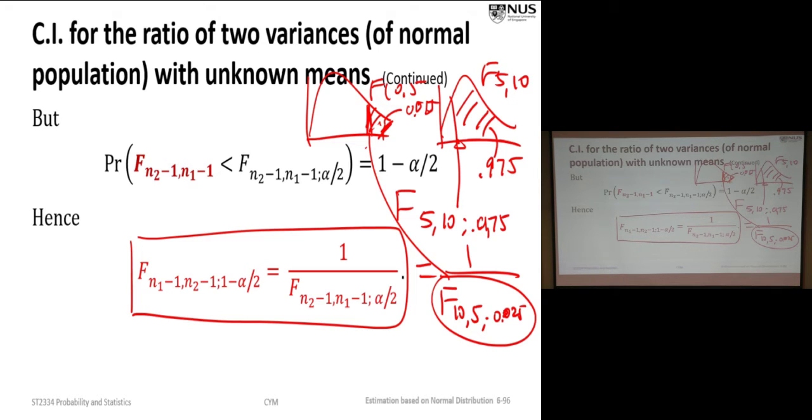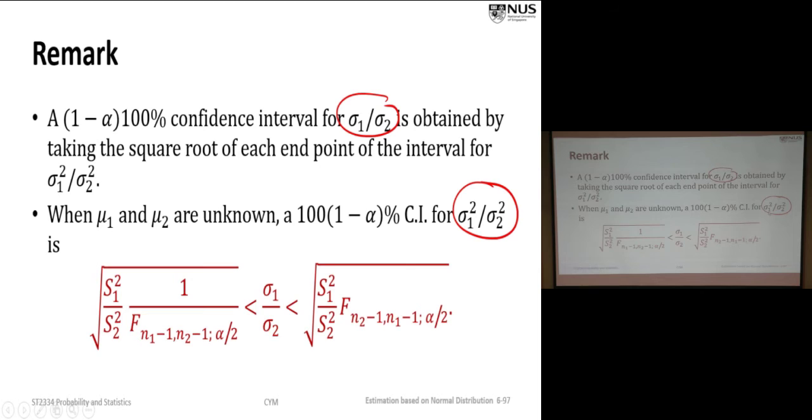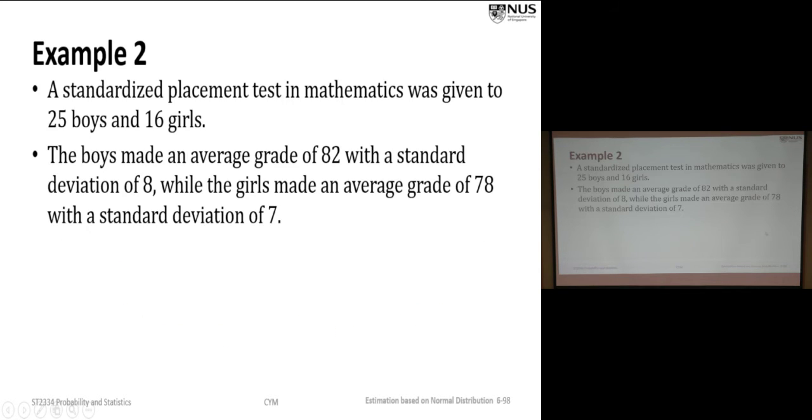But I'm not saying this point is the same as this point. The reciprocal of this point is equal to this point. So these two points are not the same, but just the reciprocal of one another. The same applies as before. If you are interested in sigma 1 over sigma 2, then you just take the square root of the two endpoints, the upper and lower limit of the confidence interval for sigma 1 square over sigma 2 square. All right? Okay, so here's the example.